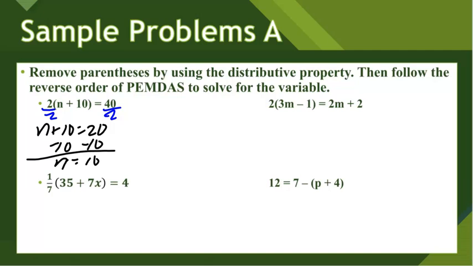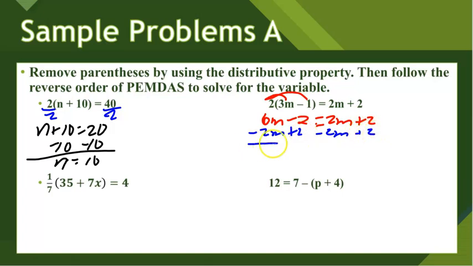Next here, I have to distribute the 2 because I have variables on both sides. So if I distribute, that gives me 6m minus 2 equals 2m plus 2. Now I have to determine which side I want my m's on. It doesn't matter. I'm going to subtract 2m on both sides. I like getting my variables to the left or having my variables positive. And that means I'm going to be adding this 2 to both sides. So now I'm left with 4m equaling 4. To get m by itself, I get to divide by 4 on both sides. And I'm left with m equaling 1.